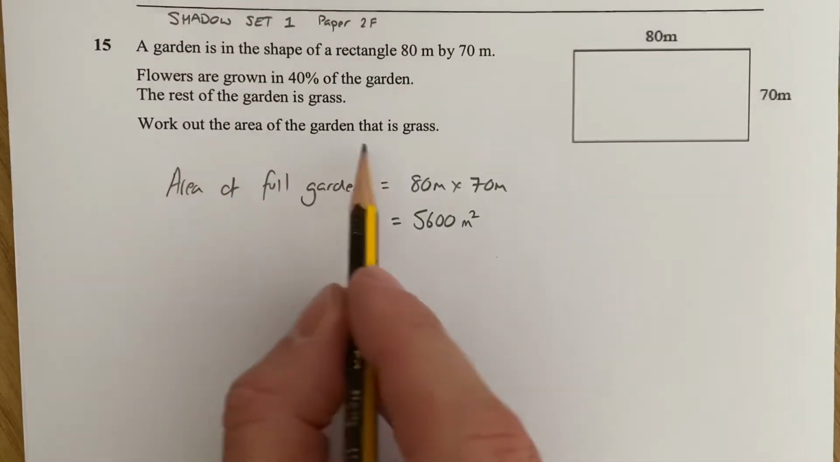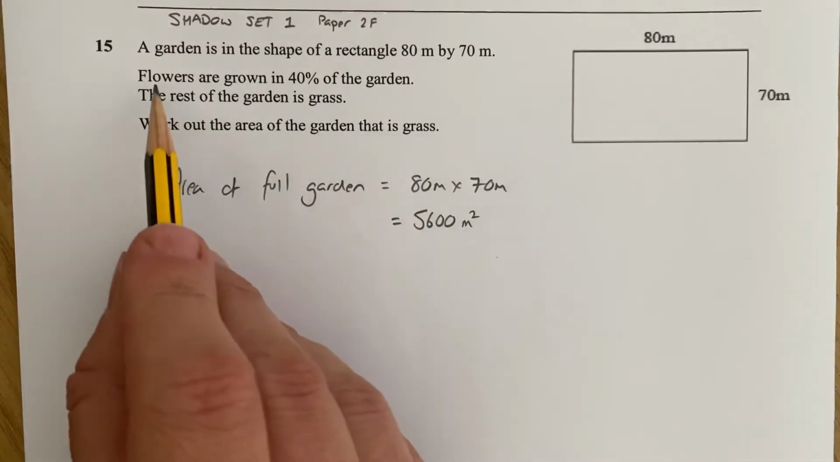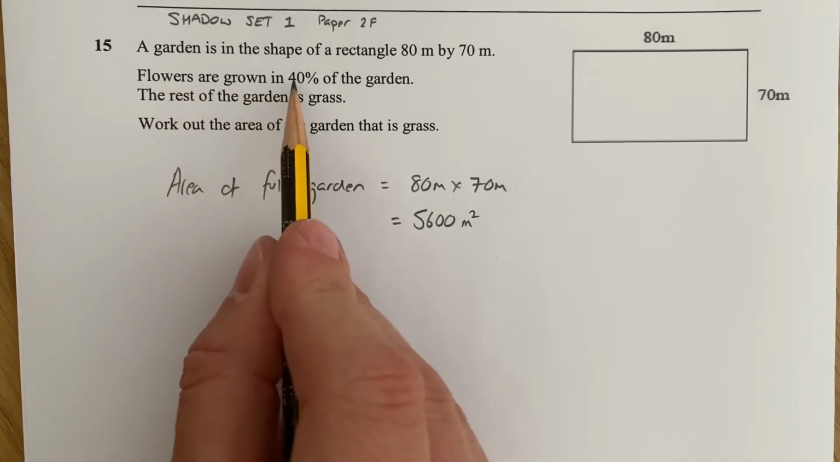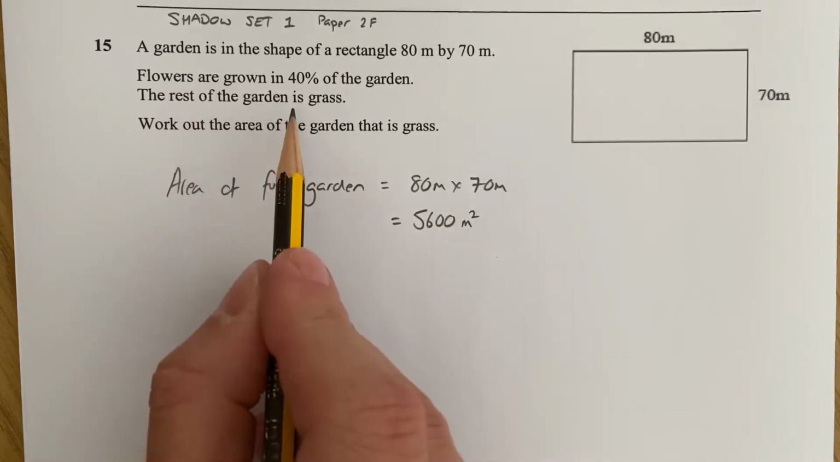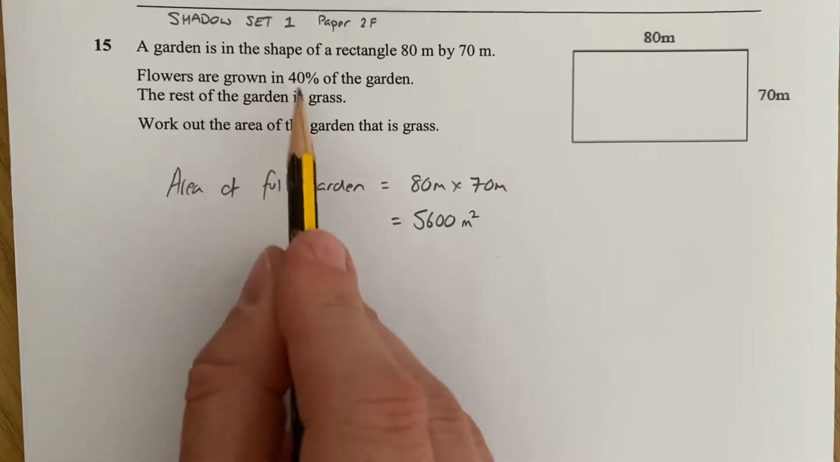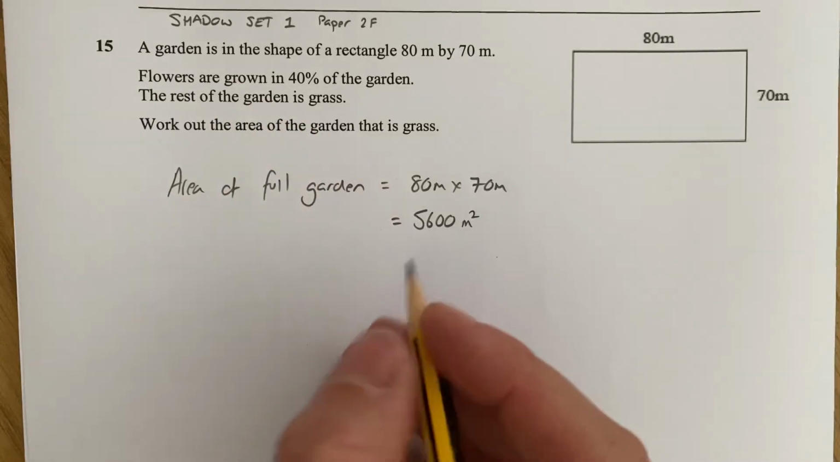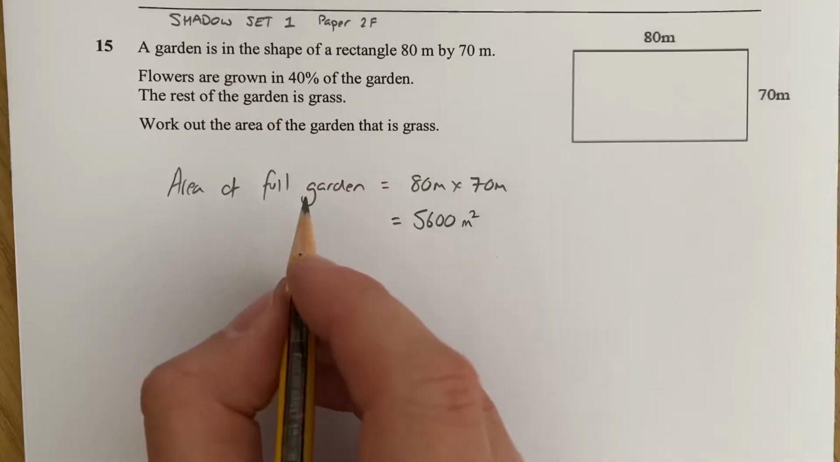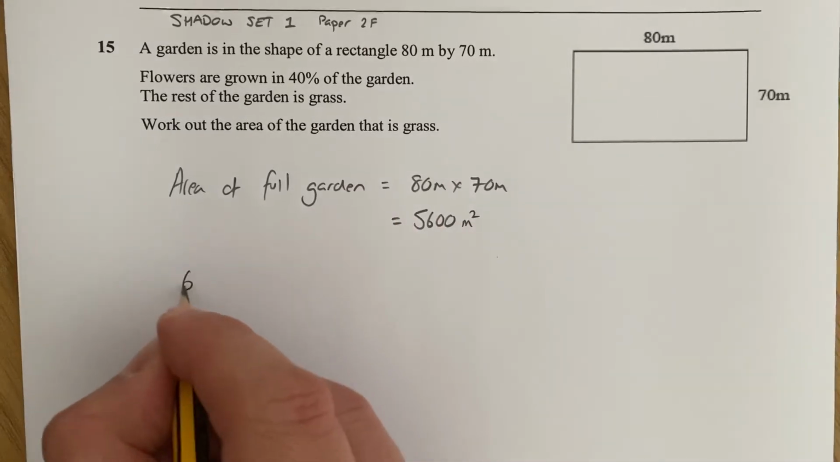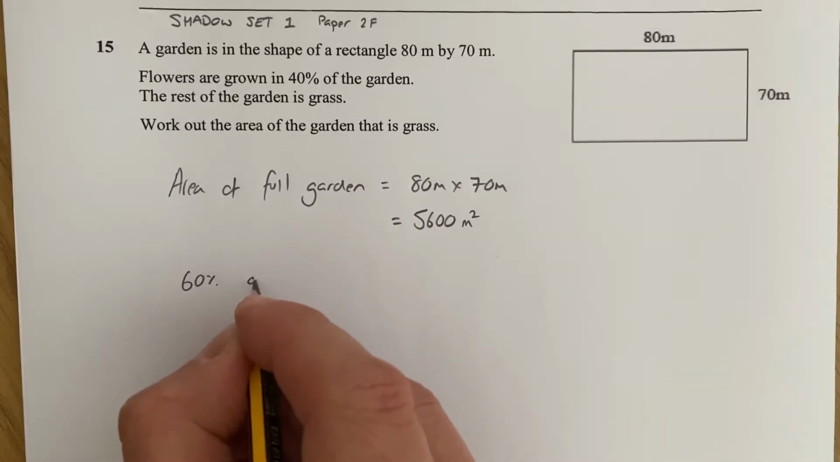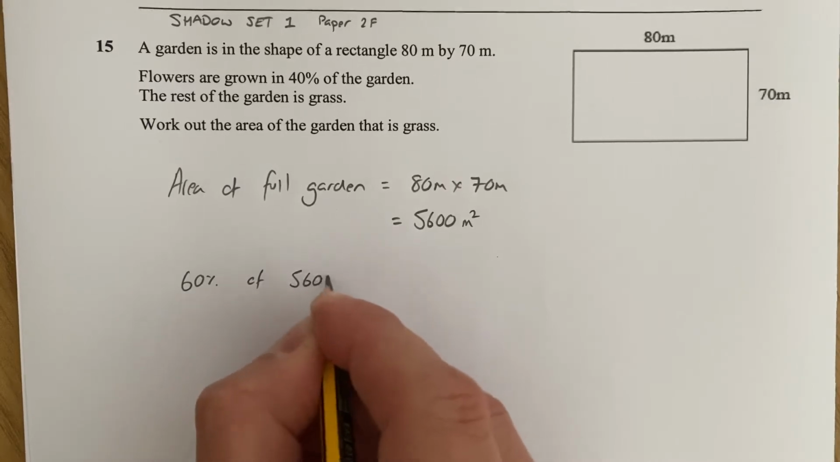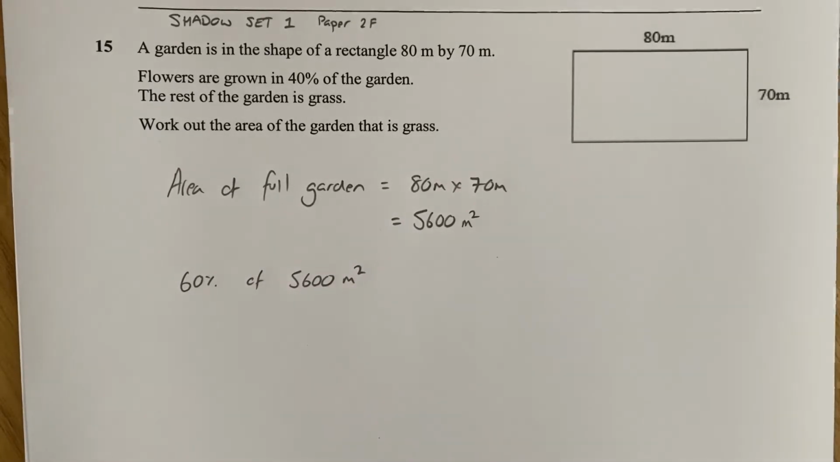You need to work out the area of the garden that's grass. So it tells you that flowers are grown in 40% of the garden and the rest of the garden is grass. So therefore that must mean that it's 60% of the garden that is grass. So what you need to do is work out 60% of 5,600 square metres. Now, there'll be a couple of different ways to do this. It depends on the methods that you've learned and the methods that your teachers have done.